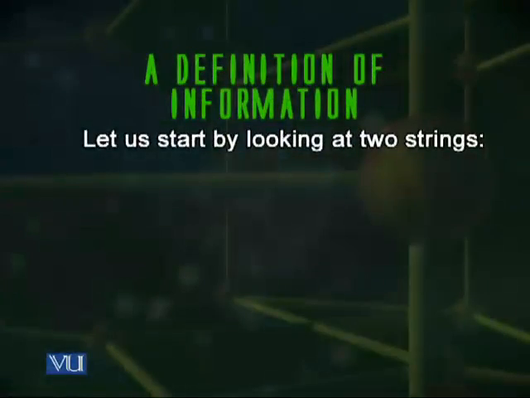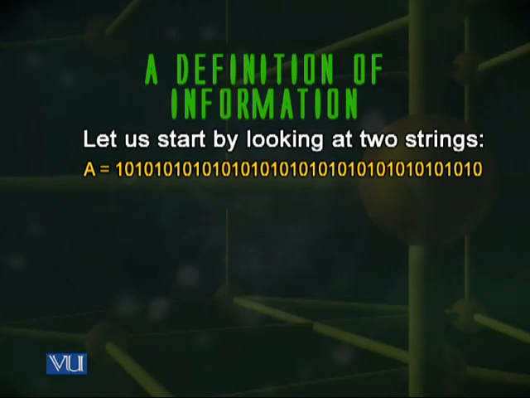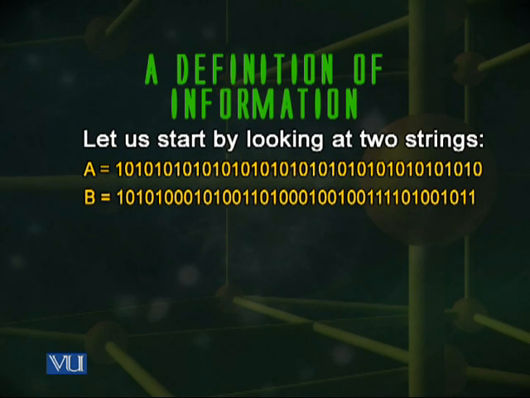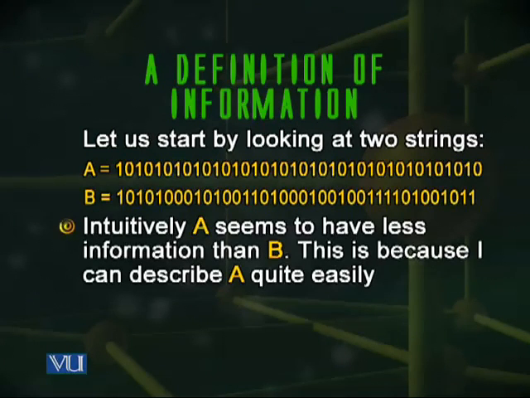Let's, as an example, look at the following two strings. As you can see, the string A, if you look at it, is an extremely simple string. It is just 10, 10, 10 repeated many times. On the other hand, the other string which is shown on the screen, B, is 10, 1, and then the pattern sort of breaks. You have 0, 0, 0, and then 1, 0, 1. So it does not seem to follow any fixed pattern. Intuitively, A seems to have less information than B.